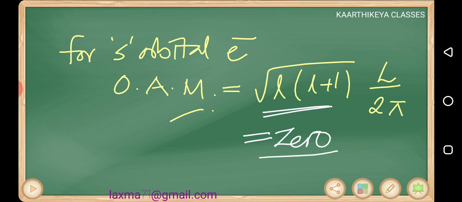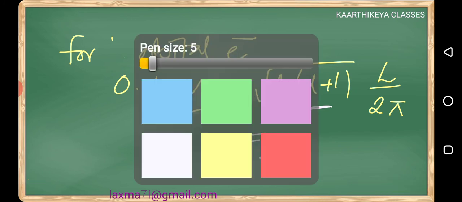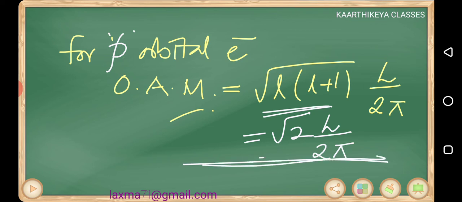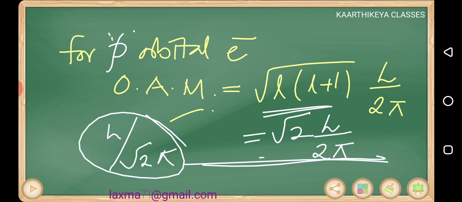Now you see, if it is a p orbital electron, the L value for p orbital will be 1. So 1 into 1 plus 1, that is nothing but root 2 h by 2 pi. For other mathematical conversions, you can multiply by root 2 up and down. Then it will become h by root 2 pi. All these kinds of simplifications you can make for p orbital electrons.